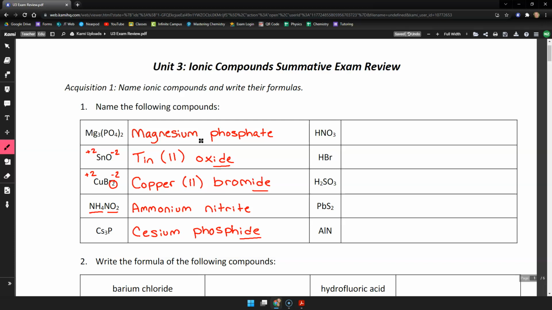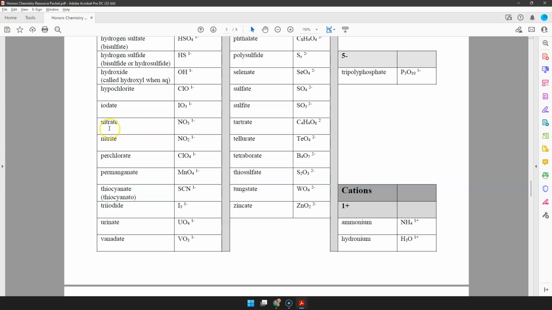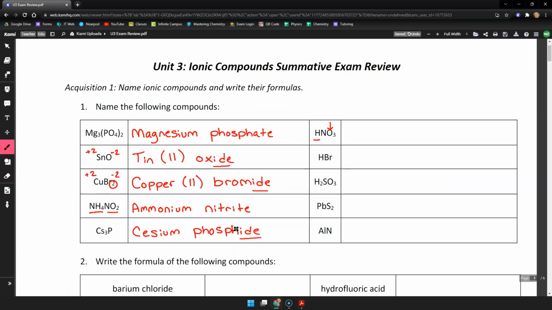All right, for this next one, HNO3, since it starts with H, we know it's an acid. The other thing we look for if it's an acid is whether it has oxygen, which it does. Because it has oxygen, we're not going to see the prefix hydro. NO3 on our table is nitrate. Since it ends in ATE, we change the ending to IC, so it's going to be nitric acid. And again, we don't have hydro because this has an oxygen.